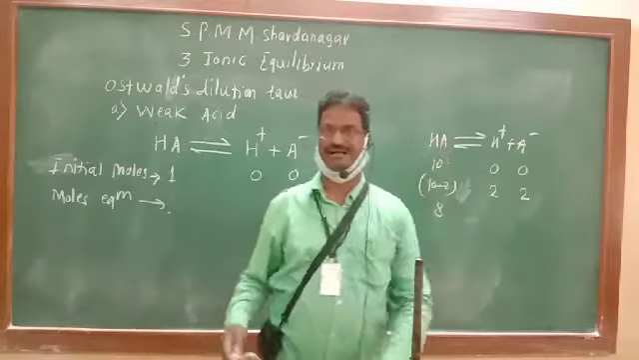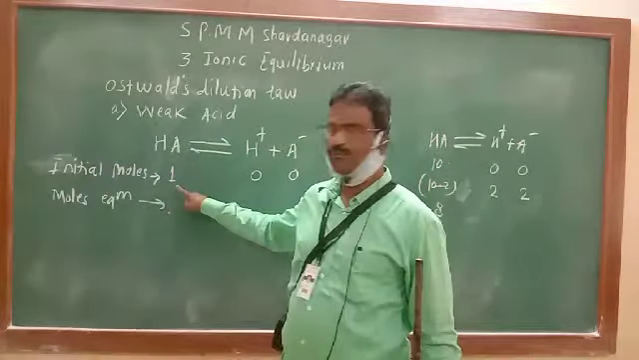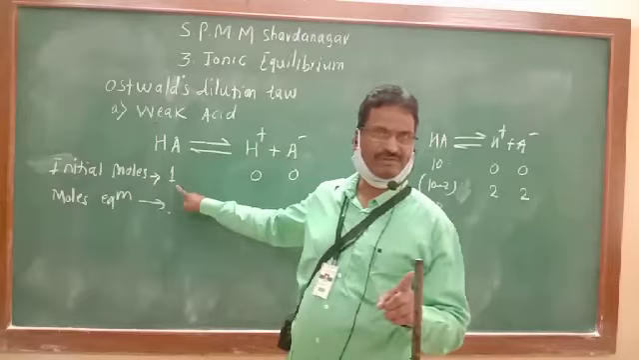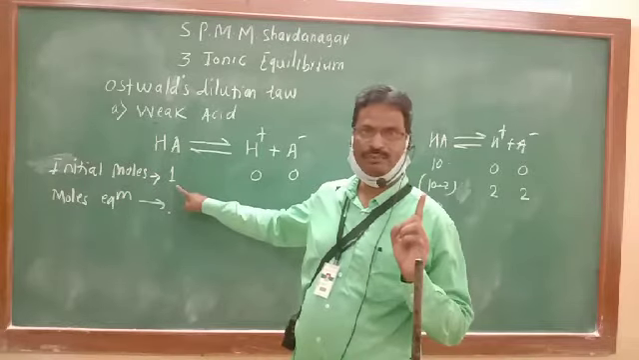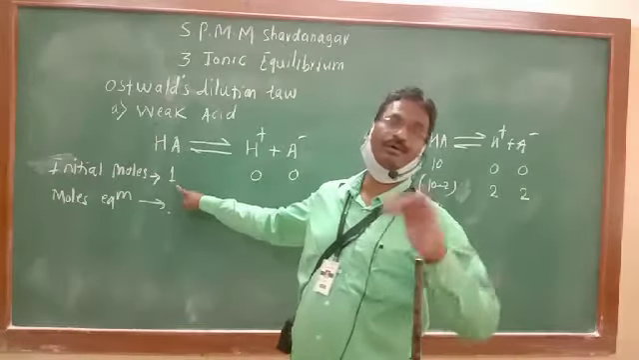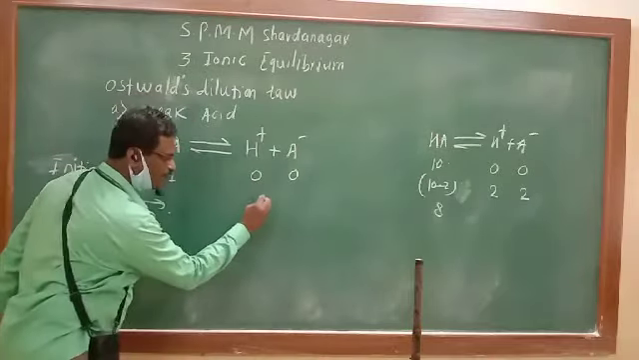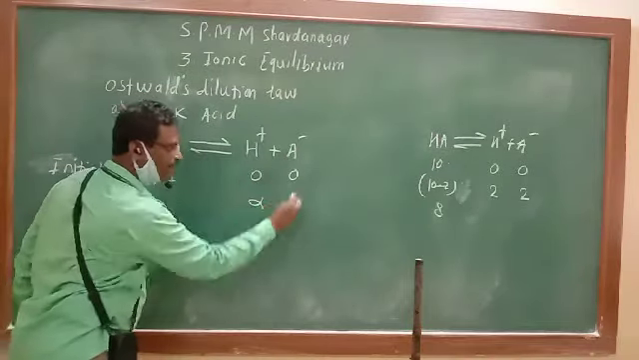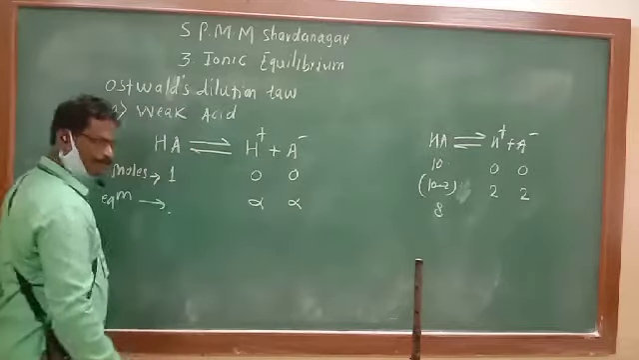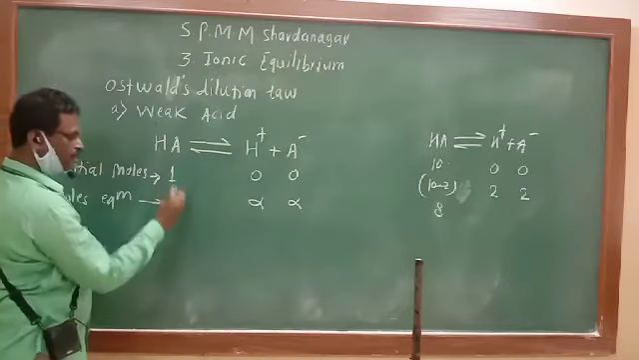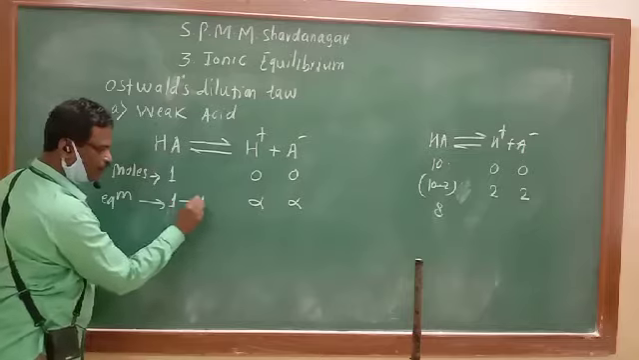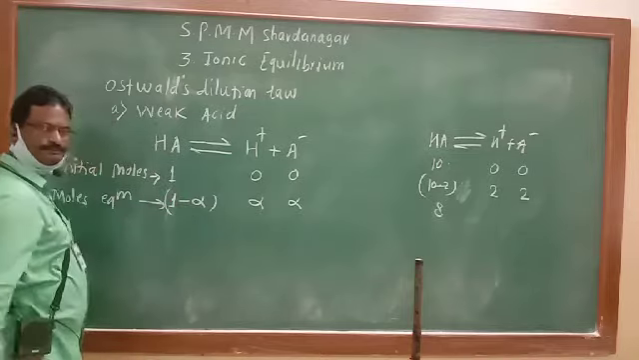Instead of this data, we are considering 1 mole present at start of the reaction. Out of 1 mole, alpha moles are dissociated. Therefore, H plus ions obtained is alpha, A minus ions obtained is also alpha, and the moles of HA left behind will be 1 minus alpha.